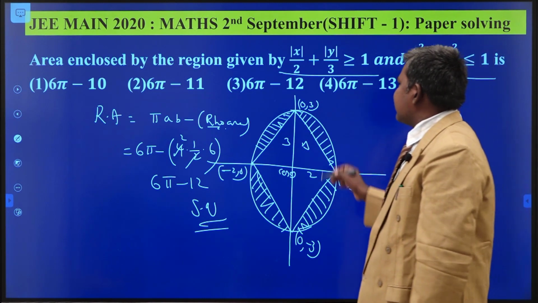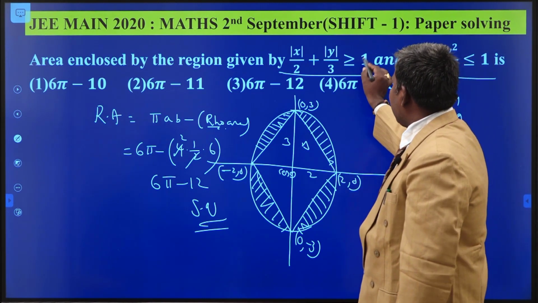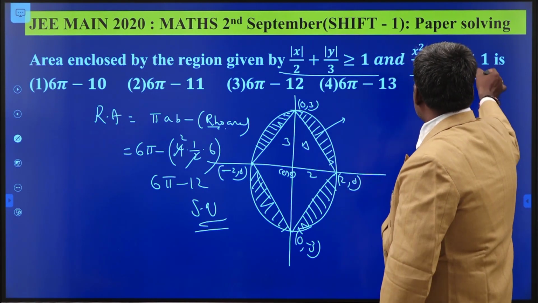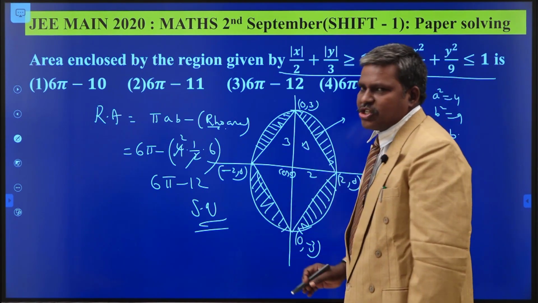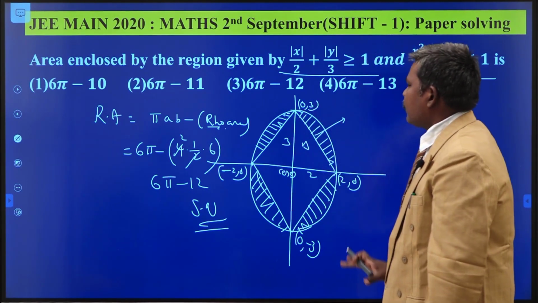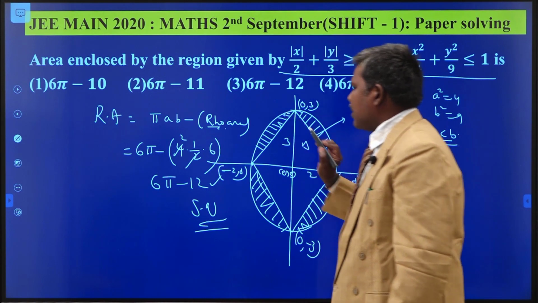So all the points satisfy these two conditions. Greater than or equal to means all the points should be outside the rhombus. Less than or equal to 1 means your points must lie in the ellipse. That means the required region is like this. We have to find the area as 6π minus 12.